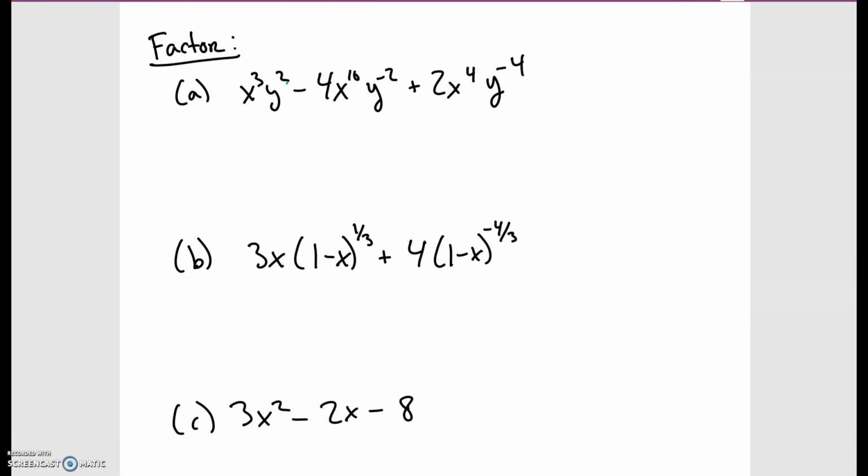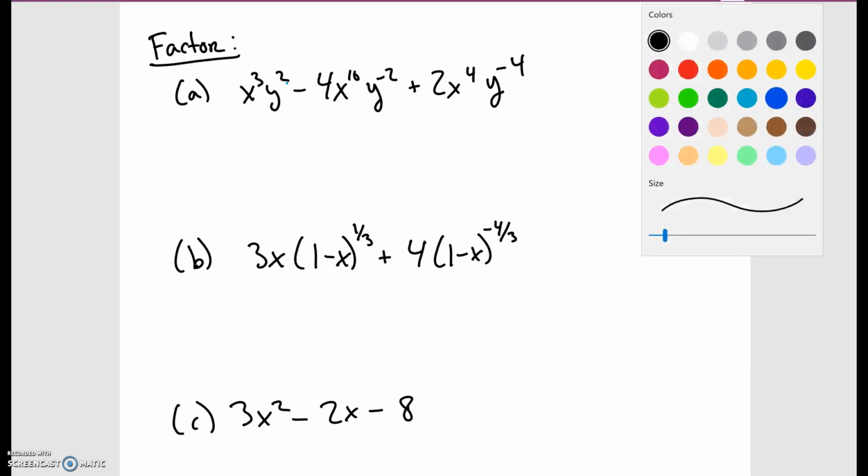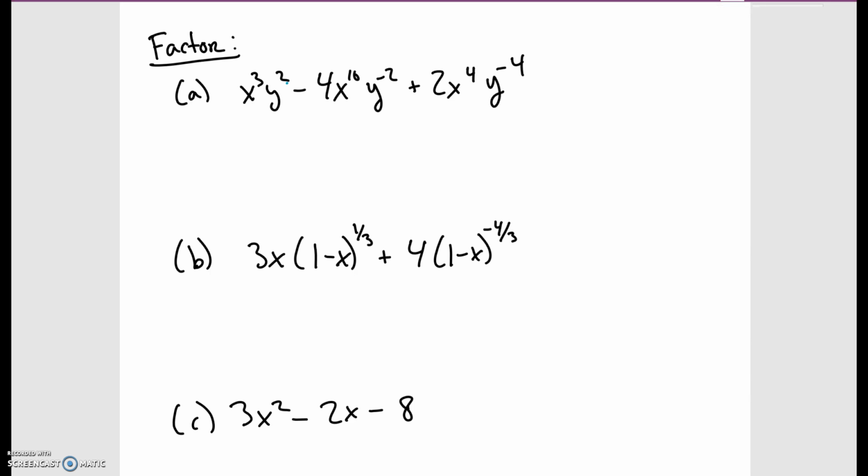So let's do a couple factoring problems. For part A, we have three different terms and we want to factor this. So let's try to take out as many terms as we can. The first thing to notice is that you want to take out the numbers first, but this one only has a 1, this has a 4, and this has a 2, so you can't really take out anything here. But now let's look at the x's.